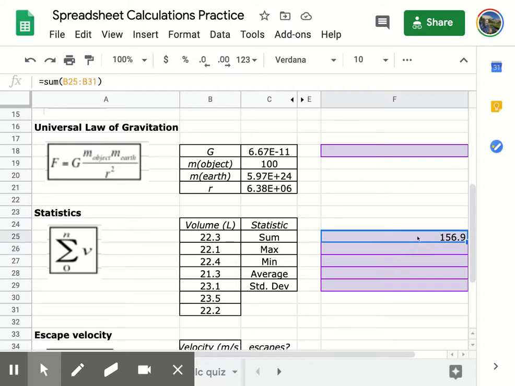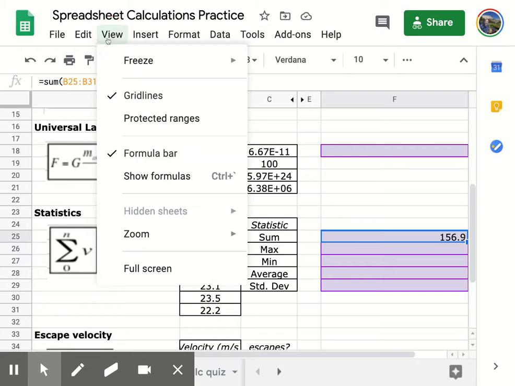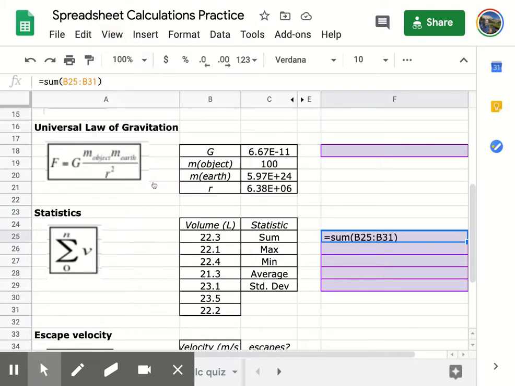If we look at this equation right here, and I'm going to view it as formulas so we can see what's hidden behind it, we can see that I just said equals sum. Sum is the name of a command in a spreadsheet. Then parentheses B25, that was the first one in the range. The colon indicates I'm dealing with a range, in other words, from the first cell to the last cell. So I went equals sum B25 colon B31. I want the sum of this range. By analogy, I'd like you to do ones for the max, the min, the average, and the standard deviation of this exact same range.